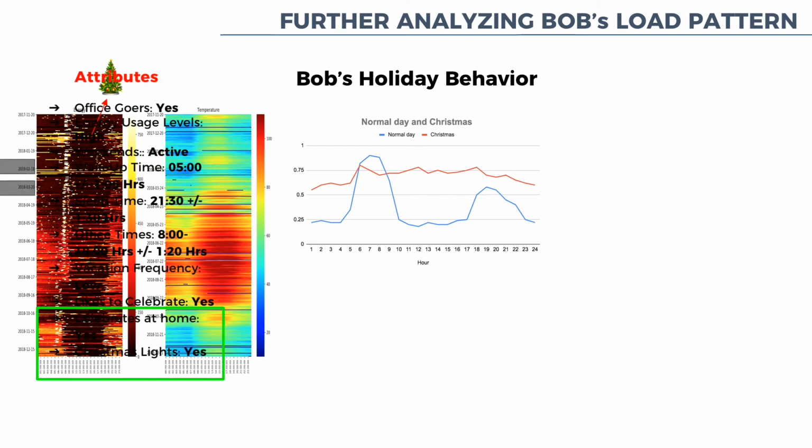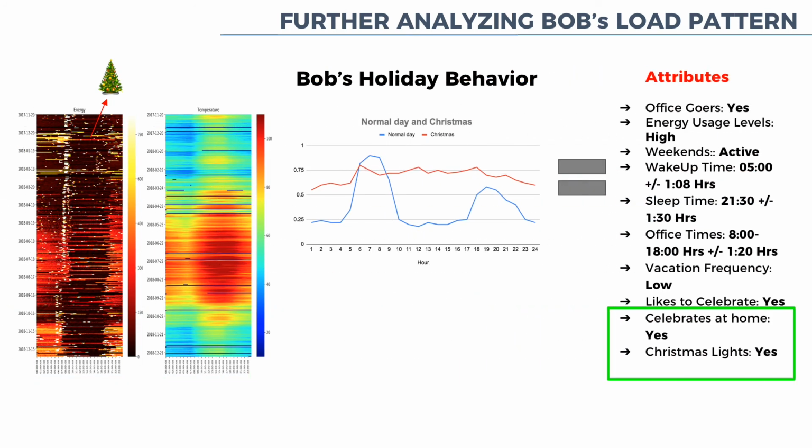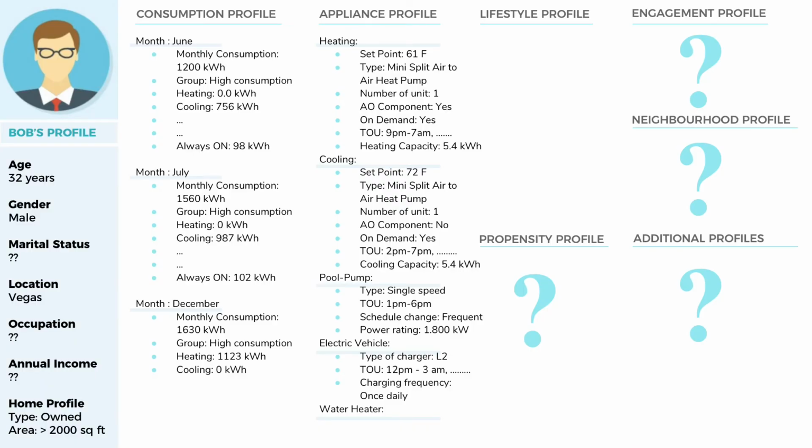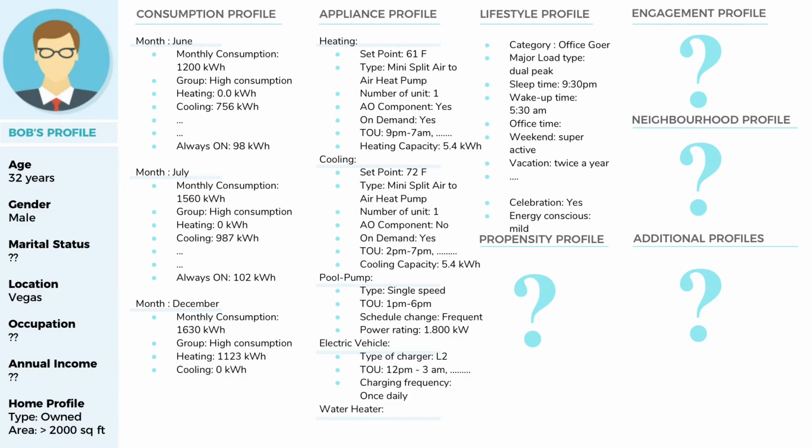It says, Bob likes to celebrate. So it's Thanksgiving and Christmas time, so he is using a lot of Christmas light, he is cooking, or whatever. So this information also we infer from it, like he likes to celebrate, he celebrates at home, and then he is using Christmas light. So what we can do out of it, same thing. If I get to know how much consumption is happening due to Christmas light, I can sell him the efficient LED Christmas light, right? So with this, we are good to fill his lifestyle profile.